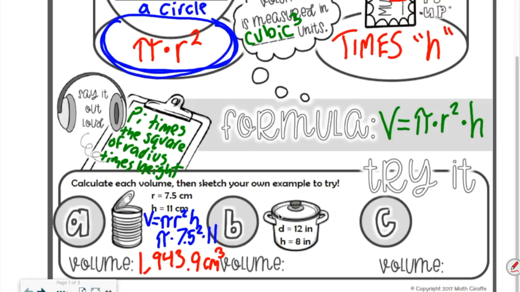So diameter isn't just from the center out, that is the entire length across your base.